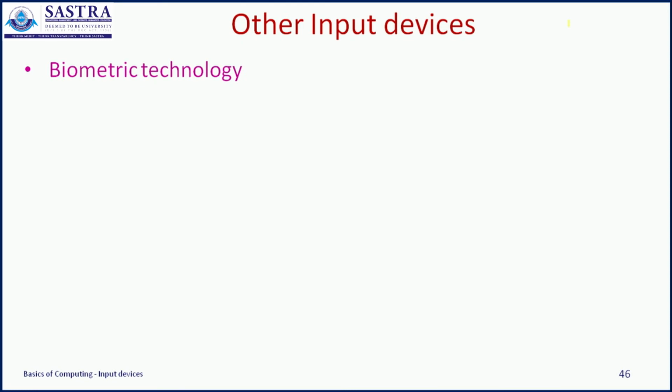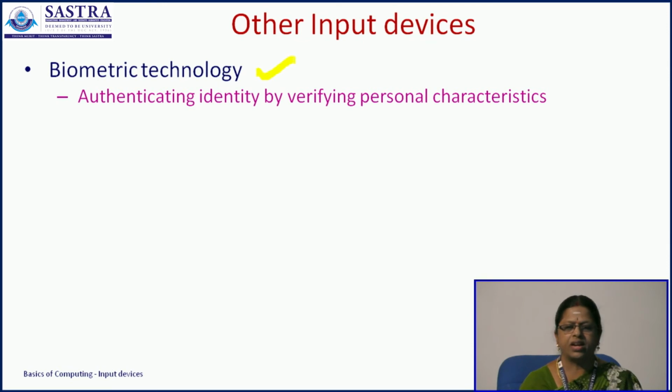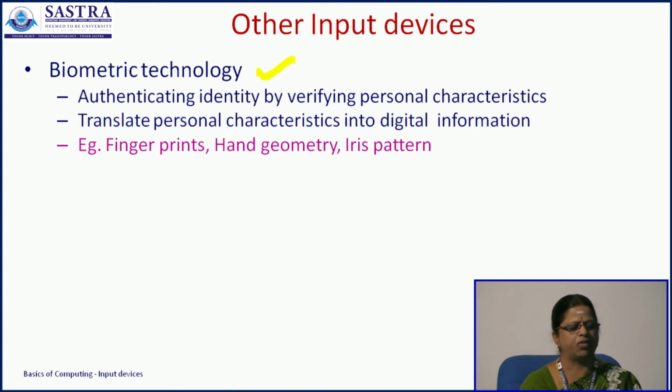What are the other input devices which can be used to send information to the computer? First is the biometric technology, which is used for authenticating the identity by verifying the personal characteristics, which translates the personal characteristics into a digital form, as in the case of fingerprints, hand geometry, or iris pattern.